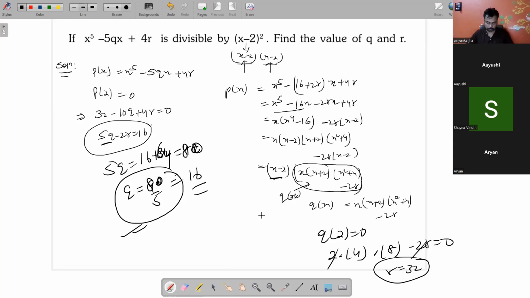Yes, sir, understood. Aryan, understood? Archit, understood? And Ayushi, understood? Yes, sir. Sir, how did we substitute 16 plus 2r? Oh, okay. Yes, okay.